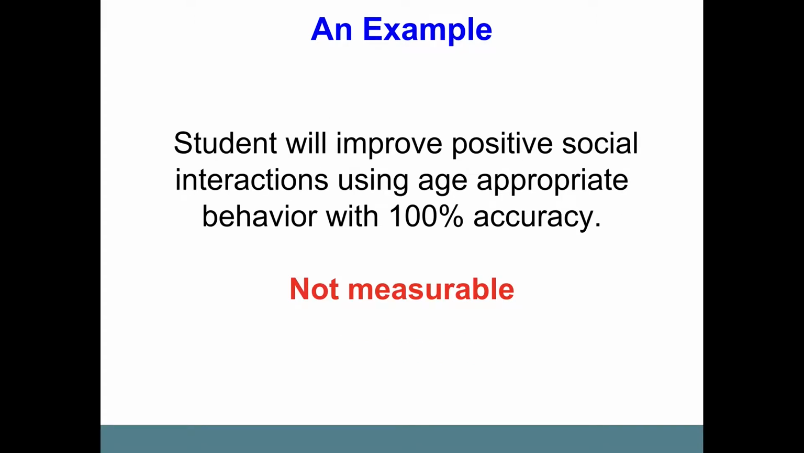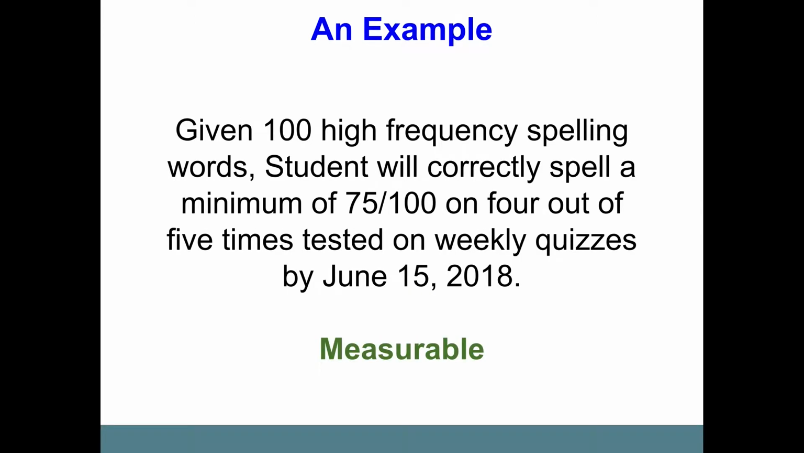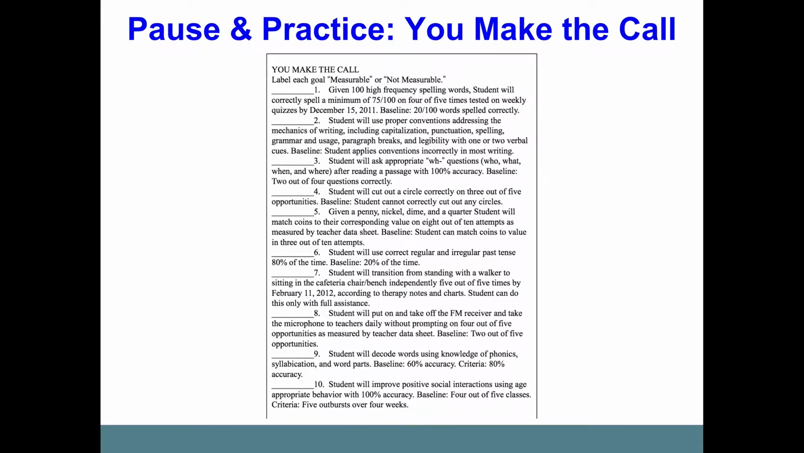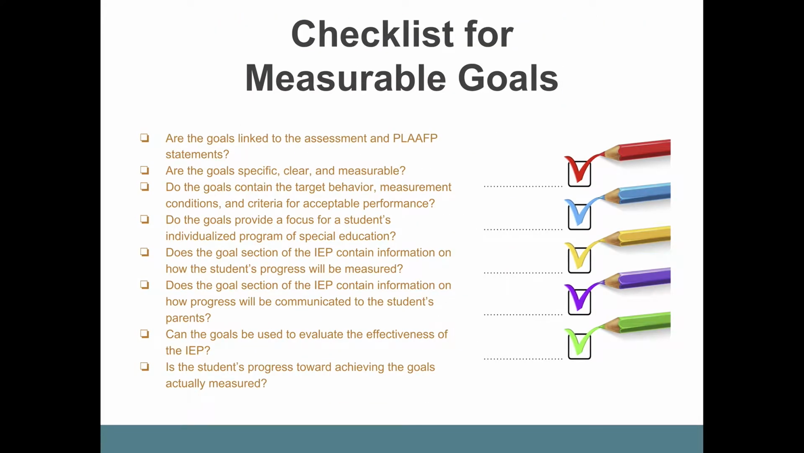One that's not measurable, however, is when you have expectations that are a little more blurry. So this says student will improve positive social interactions using age appropriate behavior with 100% accuracy. Well, what does improve mean? What does appropriate behavior mean? And with 100% accuracy, over what time frame? So you can tell that there are definitely some pieces that are missing from this particular goal.